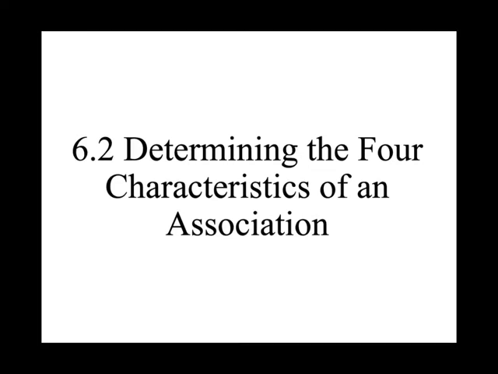Section 6.2: Determine the four characteristics of an association. In Section 6.1 we already talked about the scatterplot and the linear correlation. We have the positive linear correlation or negative linear correlation. For these sessions, we'll be focusing on the linear correlation again, but this time we need to know how to find out the strength of the association.